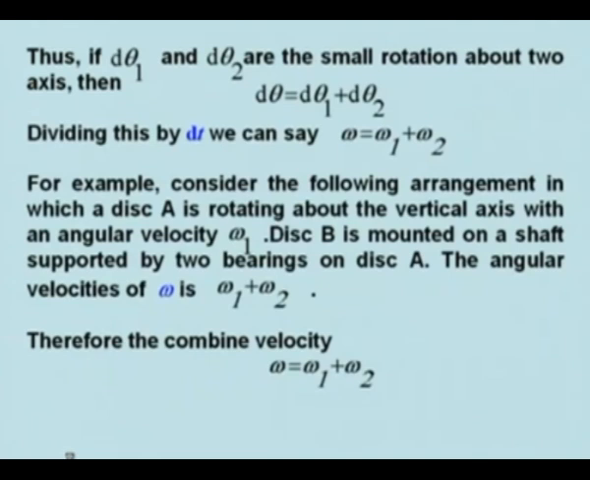Therefore, if d theta 1 and d theta 2 are small rotations about 2 axes, then d theta is equal to d theta 1 plus d theta 2. If you divide this by dt, with the limit dt tending to 0, then we can say that omega is equal to omega 1 plus omega 2. So in this case, angular velocities can be added like vectors. For example, now consider the following arrangement.